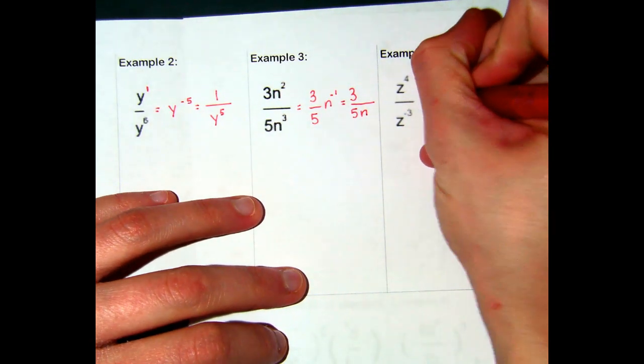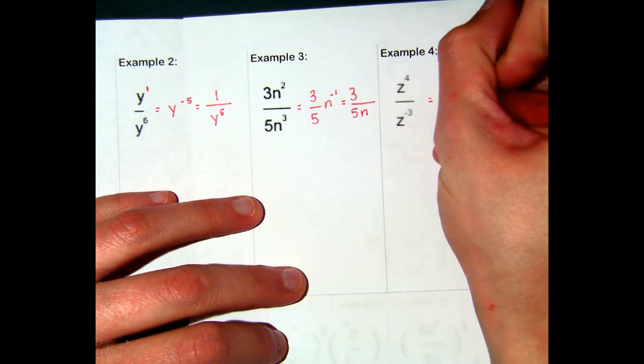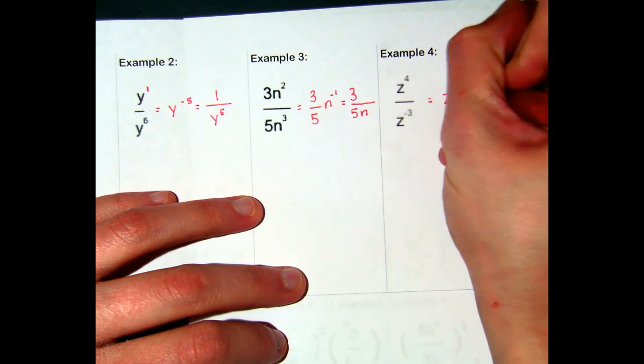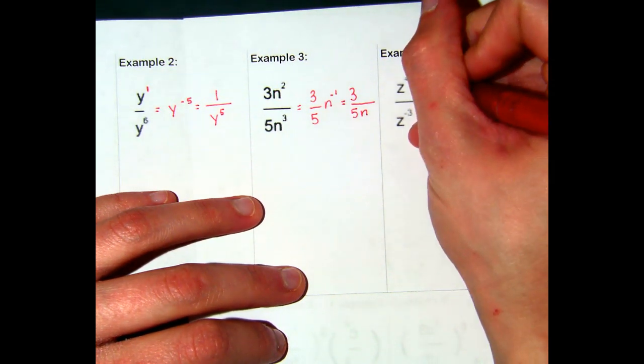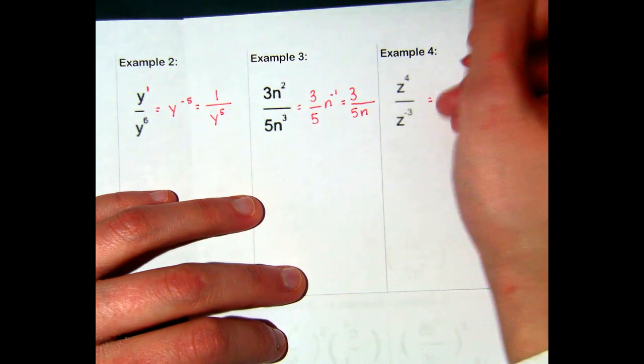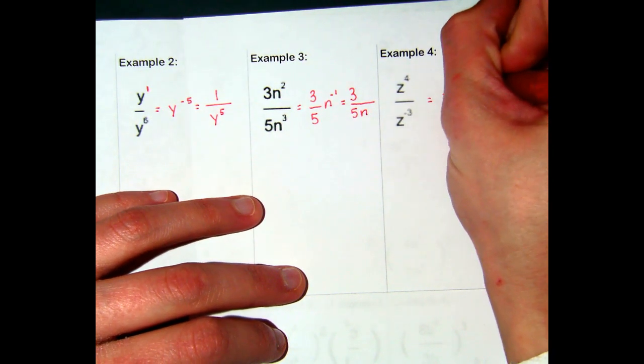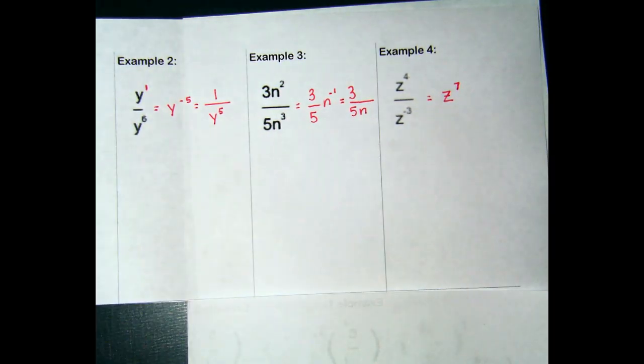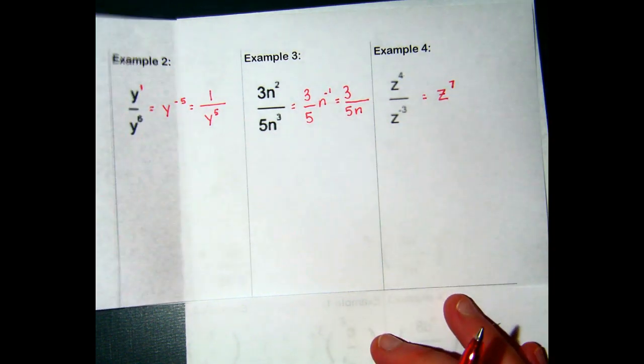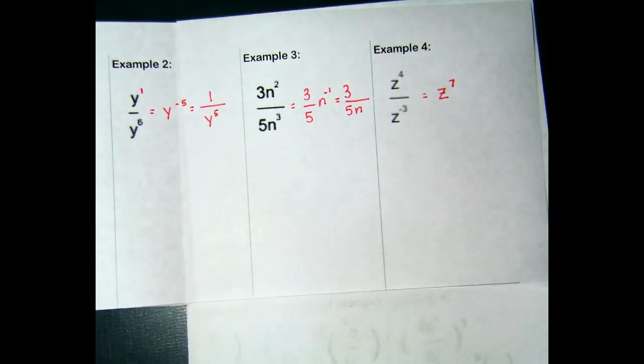And last with this rule is example 4. Z to the, I've got 4 minus negative 3, which is the same as 4 plus 3, so z to the 7th. That is the quotient of powers rule.